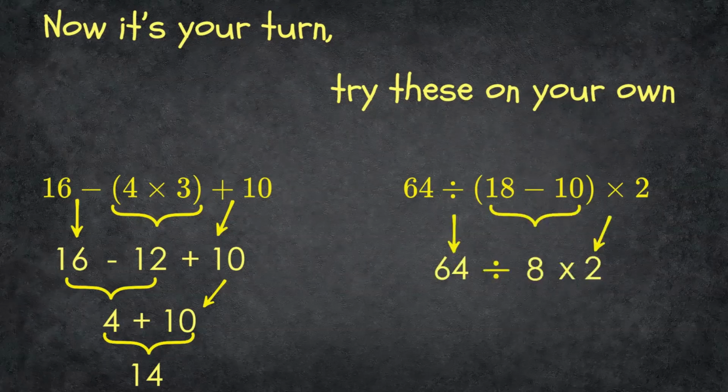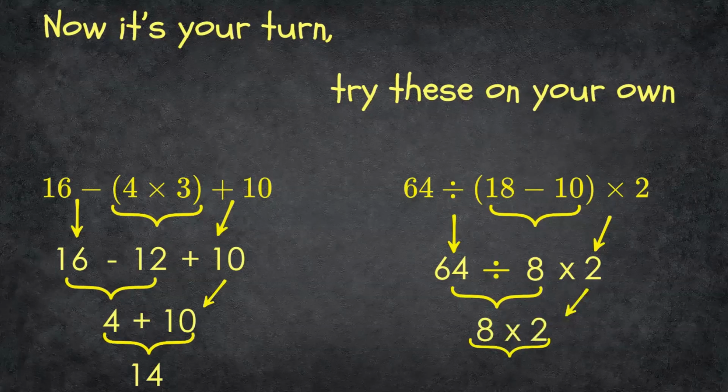Since the division and multiplication are equal as far as their weight in what we do, we're going to be working left to right and we'll do the division first. 64 divided by 8 is going to be 8. We're going to bring down that times 2, and our last step is just completing 8 times 2, and that gives us a total of 16.